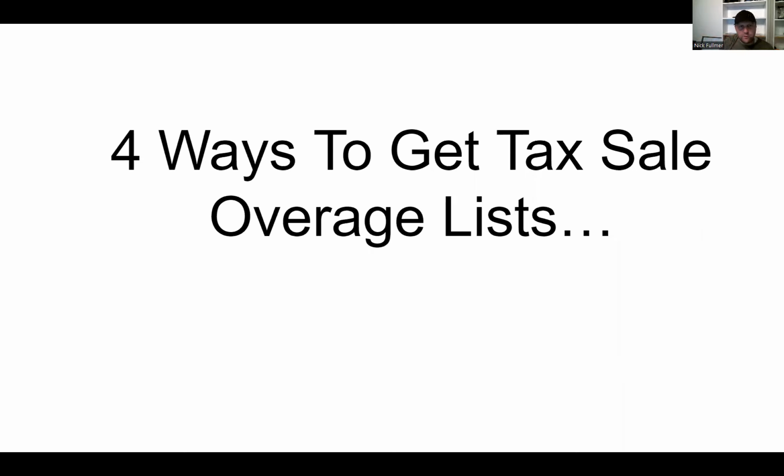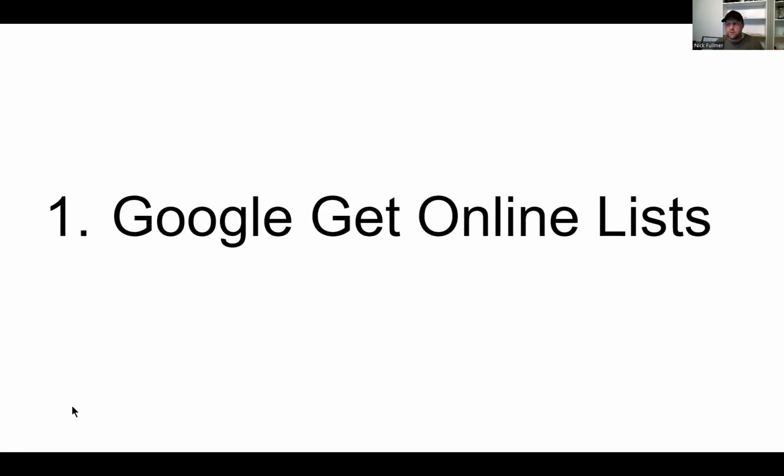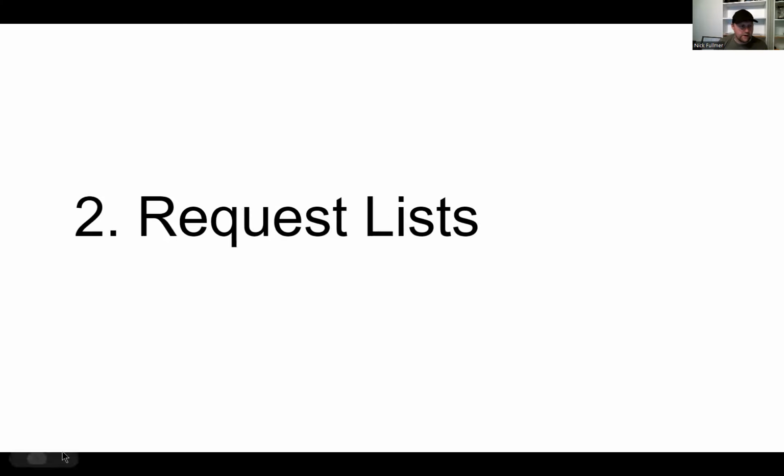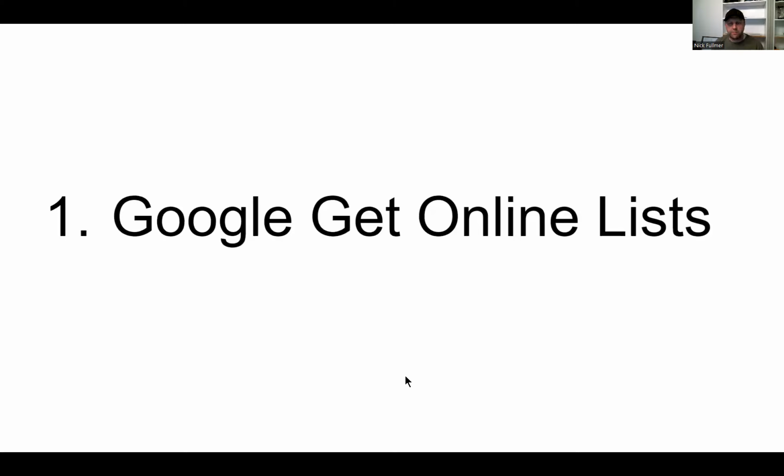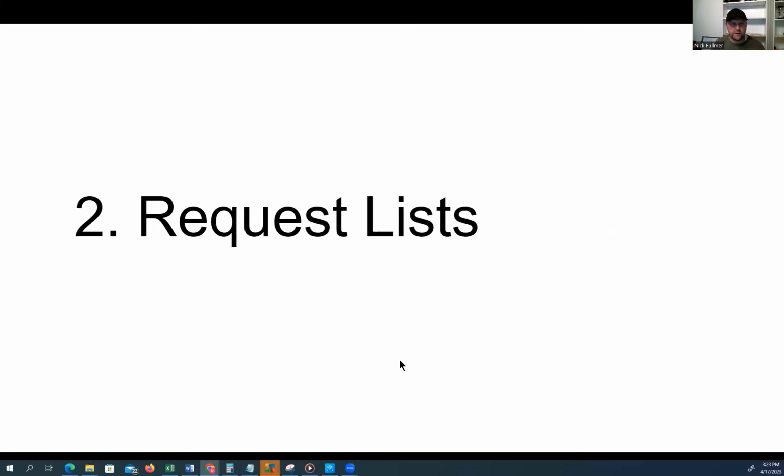So, 4 ways to get a tax sale overage list. Let's dive right into it, as well as the pros and cons of each one. Number one, you can simply Google or get lists that are published online. If you're watching this video, I will show you real quickly where you can go. What is an example of a list that you can get online?